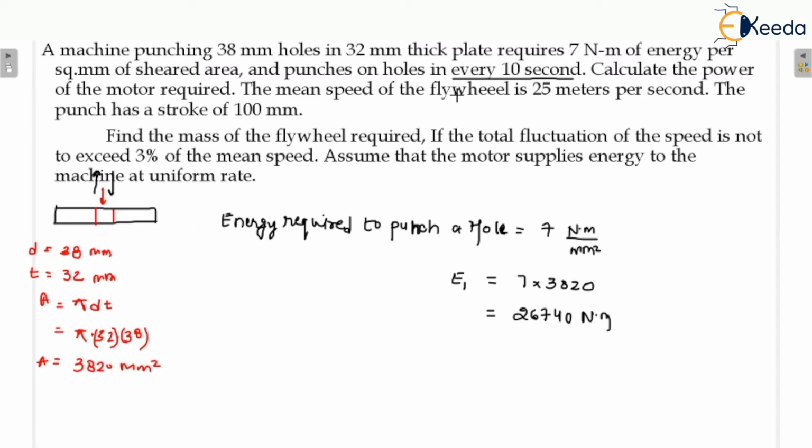That means when one stroke is completed, another stroke is going to be completed, then the next stroke, then the next stroke. Okay, so like that, this is talking about the cycle time. This is not the punching time. Punching time is always less than the cycle time. So it is saying that after 10 seconds another punch takes place, and after again 10 seconds another punch takes place. Okay, so this is not punching time. This is saying that after every 10 seconds the punching is going to take place. So punches hole in every 10 seconds, and calculate the power of the motor required. Okay, so we can calculate the power of the motor.